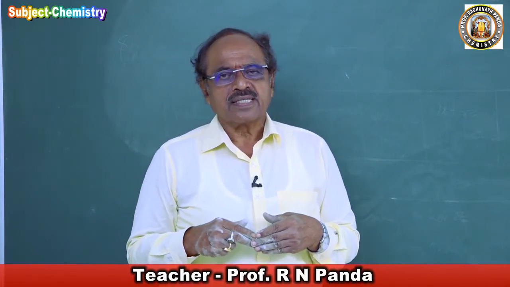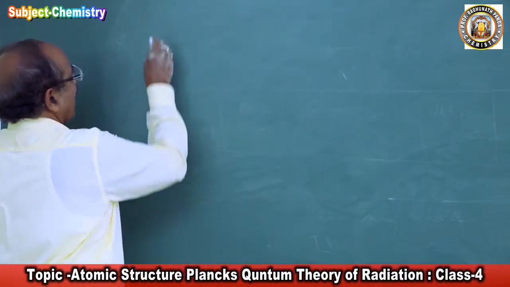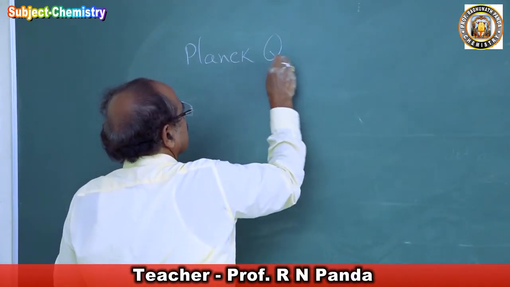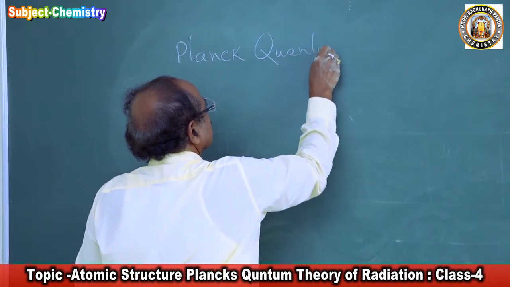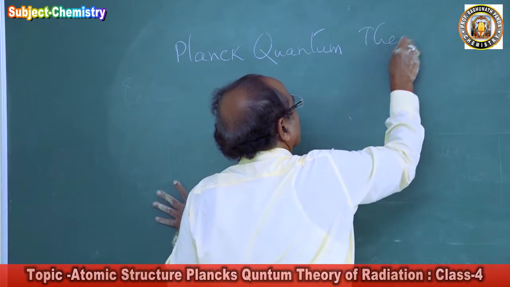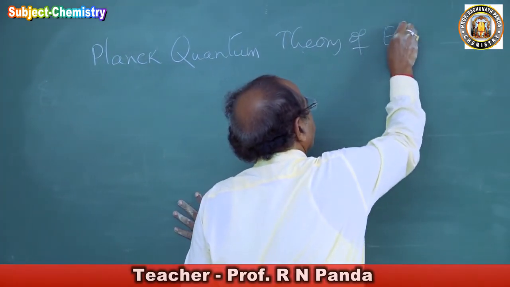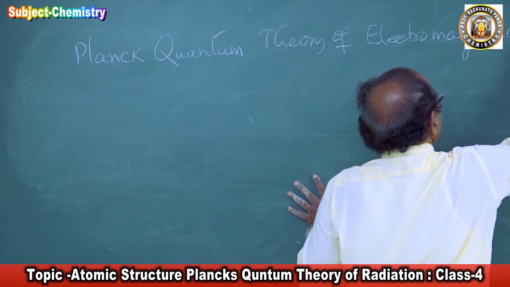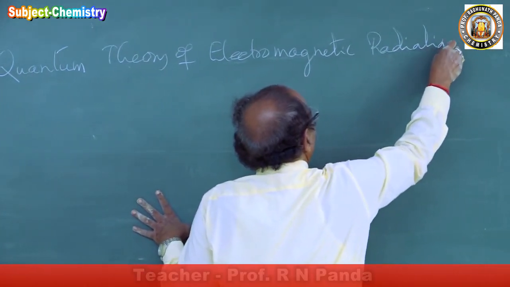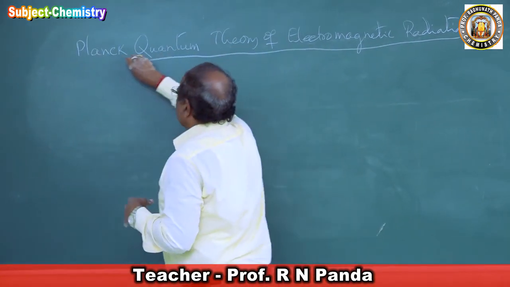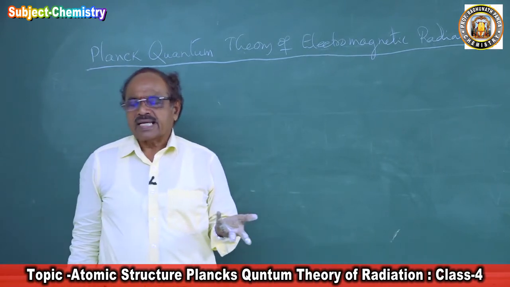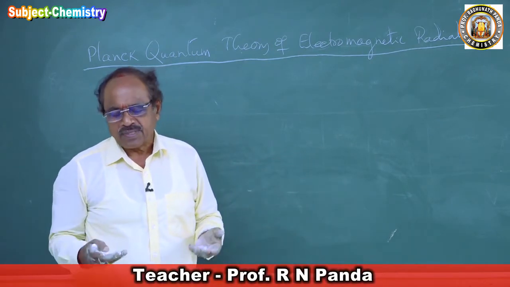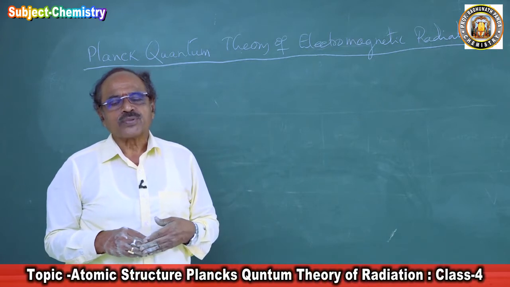So now we'll come to the next theory, that is Planck's quantum theory of electromagnetic radiation. These are just like the tables in mathematics. To do multiplication and division, or arithmetic, we remember the tables. Exactly, to understand quantum mechanics, these are the simple theories which are the steps of the ladder to understand the quantum mechanical approach of the atom.